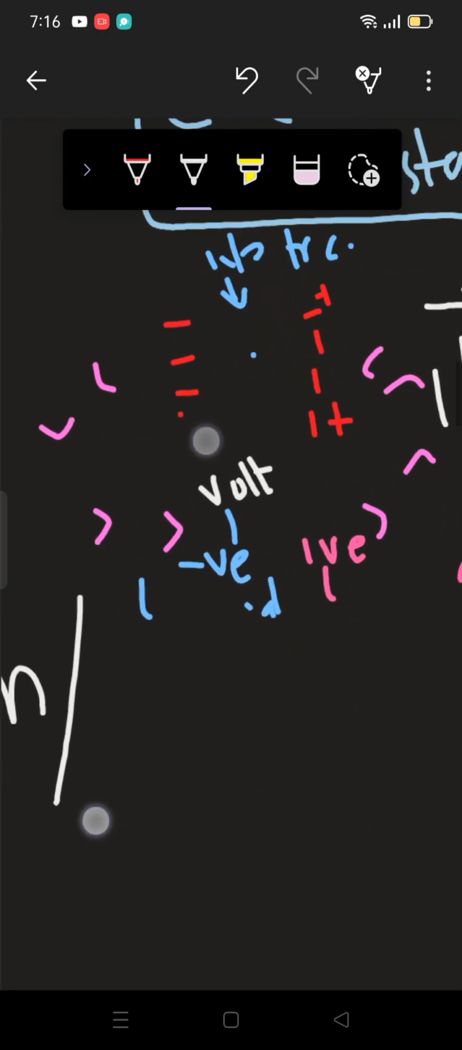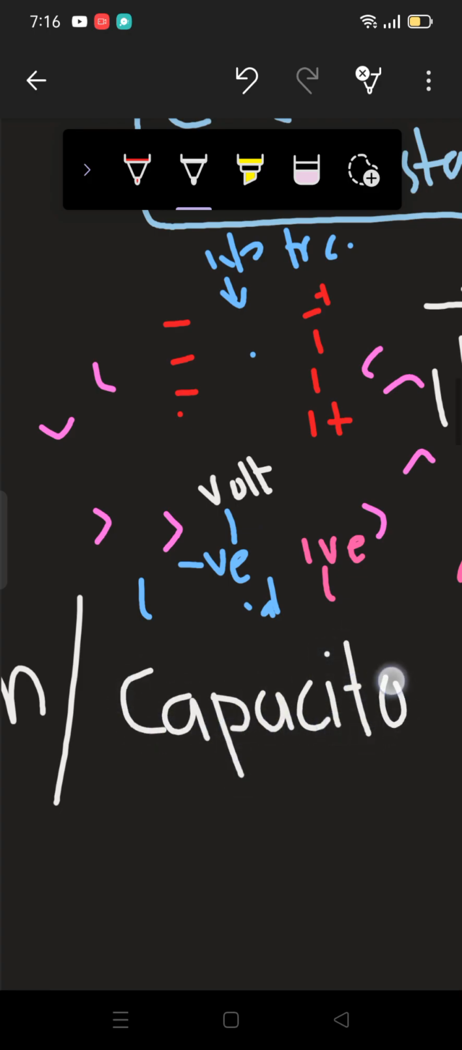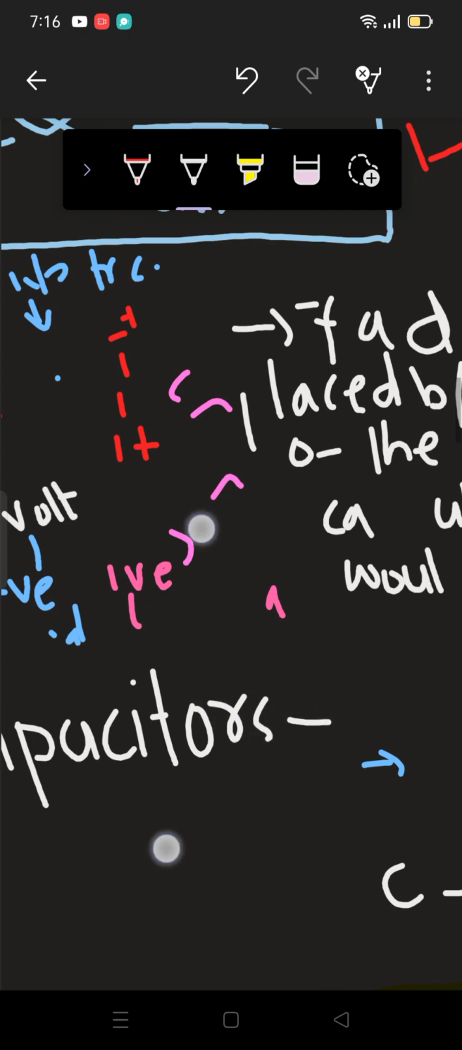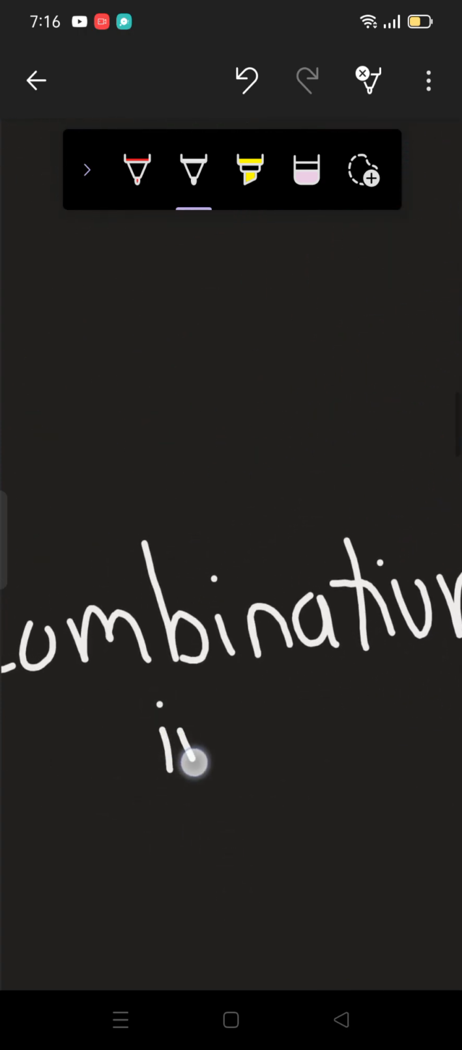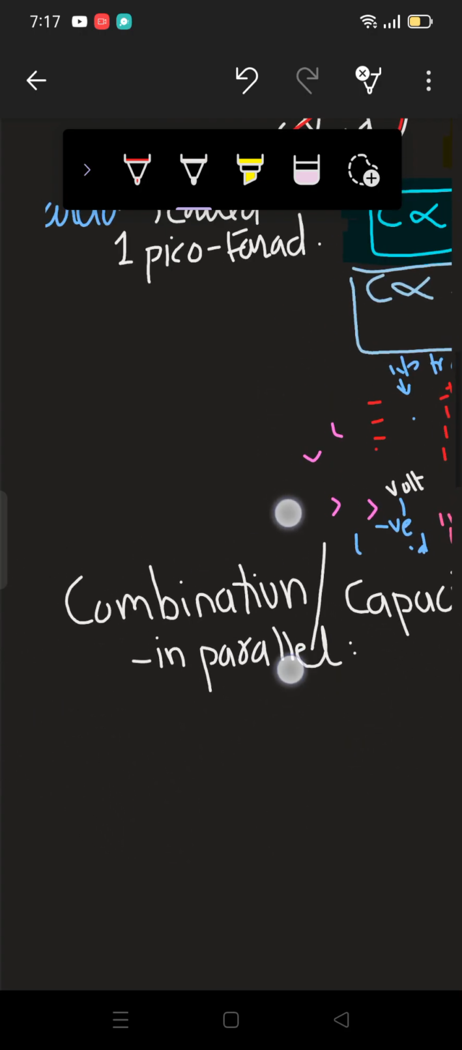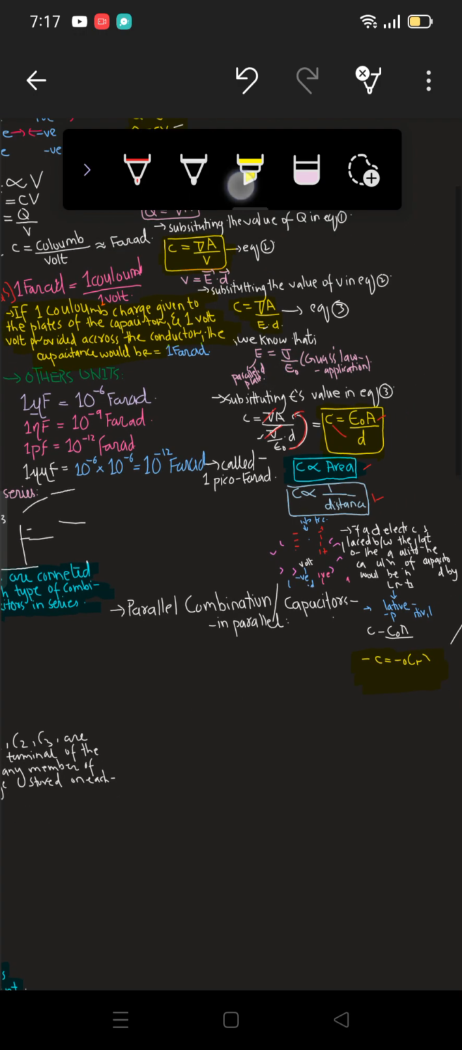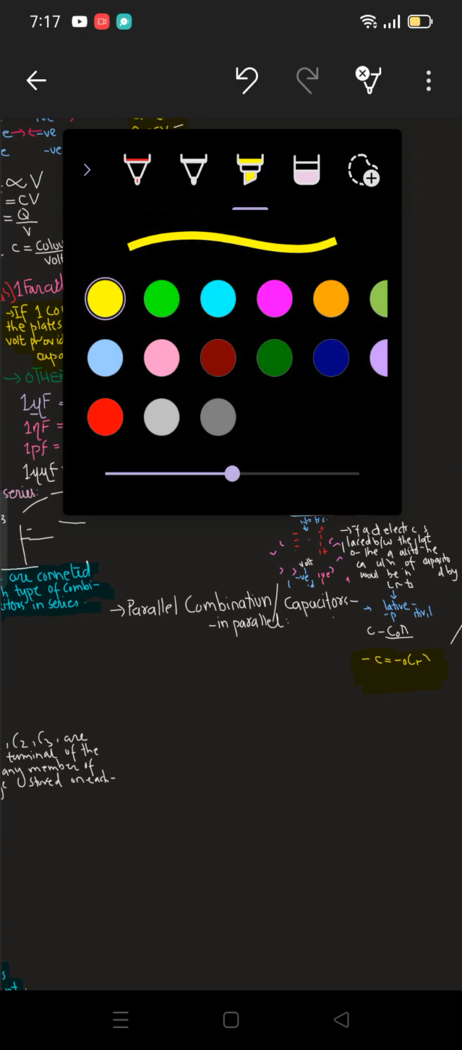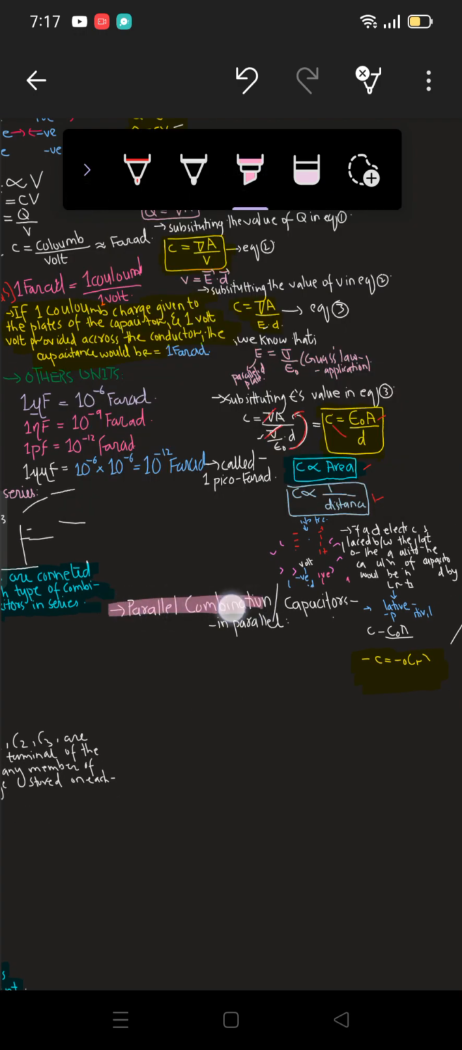or capacitors in parallel, right? Capacitors in parallel. Let me highlight this topic. What we are going to discuss today is parallel combination, or capacitors in parallel, right?